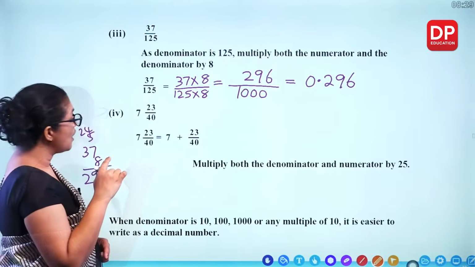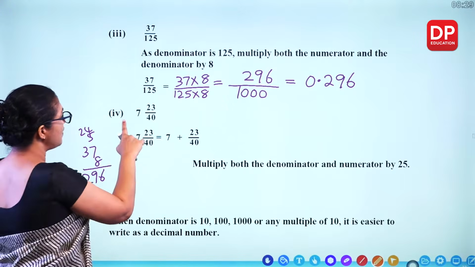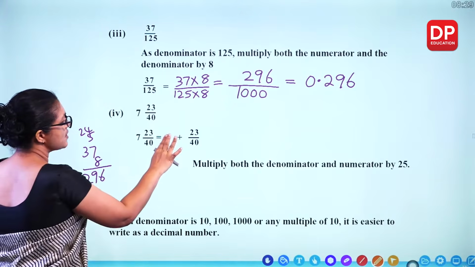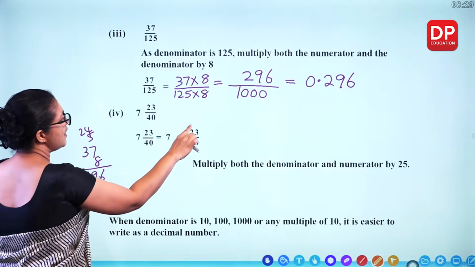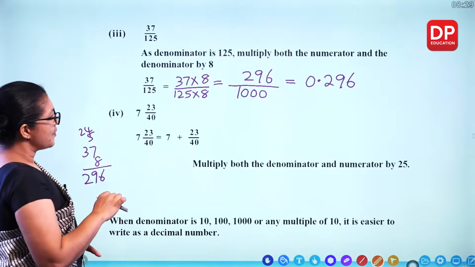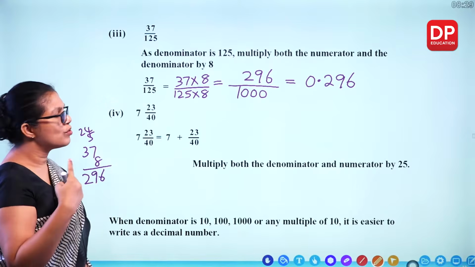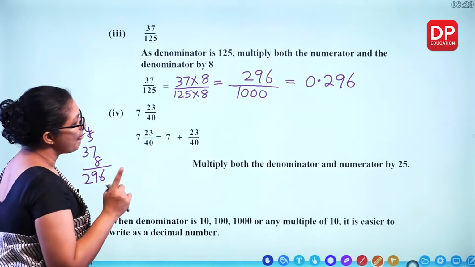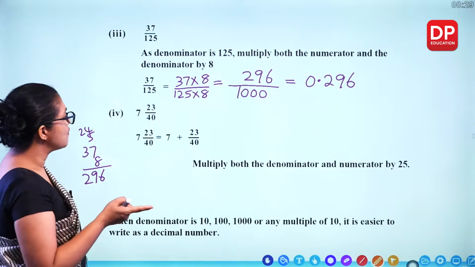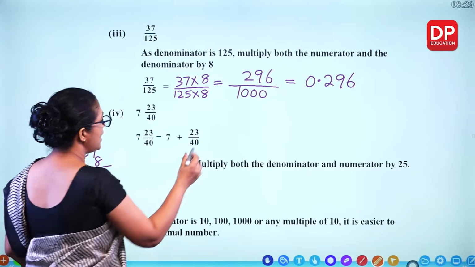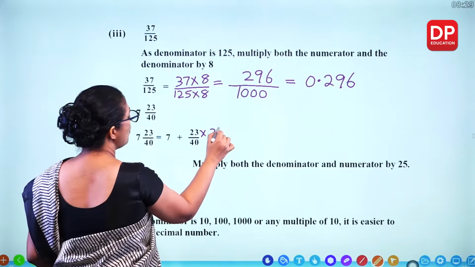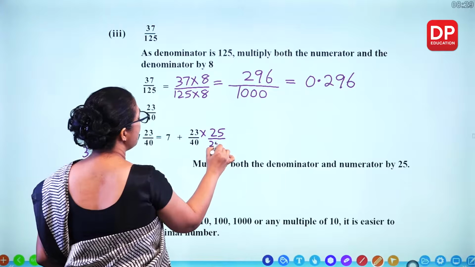0.296. Now a mixed number, 7 and 23 over 40. So you can write the whole number separately, 7 and then 23 over 40. How can you convert 40 to a number multiple of 10? You can multiply by 25. So we'll do that. Both the numerator and the denominator multiply by 25.